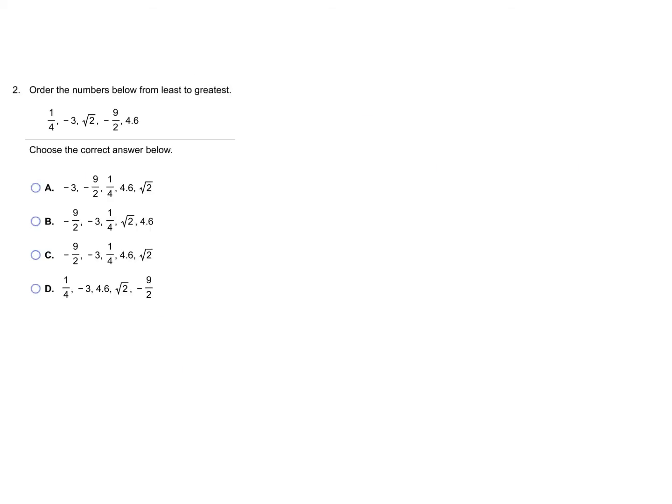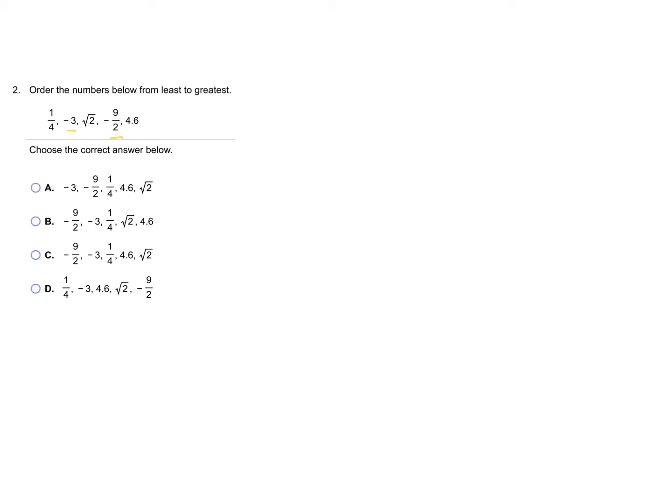Okay, for this particular problem, what we're trying to do is order these from least to greatest, and something that's true is that all negative numbers are going to be smaller than any positive numbers. So we've got these two negatives that have to be ordered. They will be the first two.